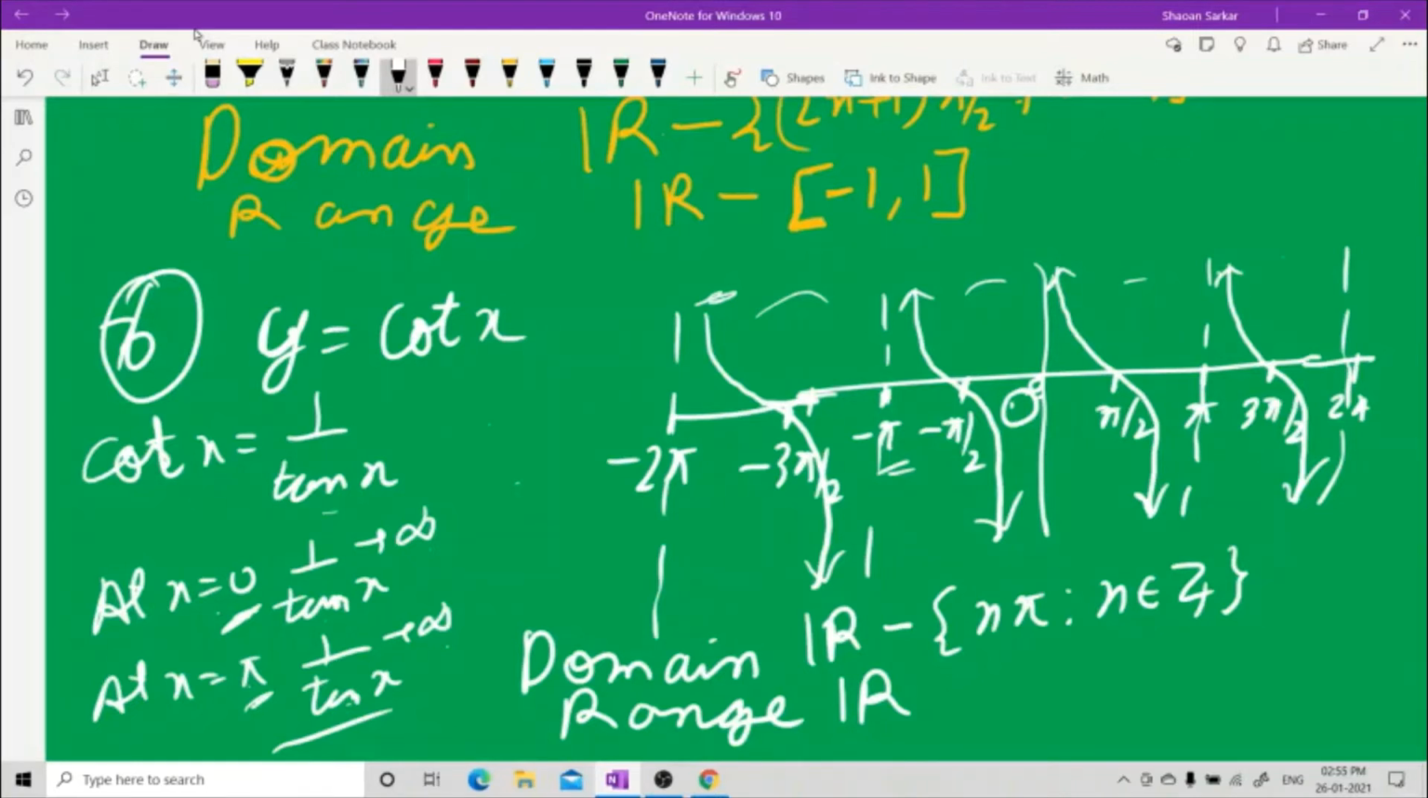But you may select any one interval, let us say between 0 to pi, or from minus pi to 0, or you can choose from minus pi by 2 to 3 pi by 2, plus pi by 2 to 3 pi by 2, and minus pi by 2 to minus 3 pi by 2. This is the way you can select.